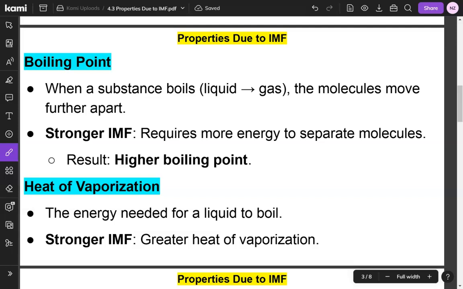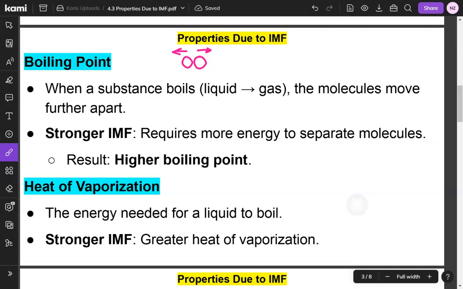Now, when you're boiling something, you're not breaking it apart. So if you have water, for example, you're not breaking it apart into hydrogen and oxygen. That's a really bad thing because you have an open flame and both are extremely flammable. Instead of breaking them apart into their respective atoms, you are separating them. So the water molecules are moving apart.